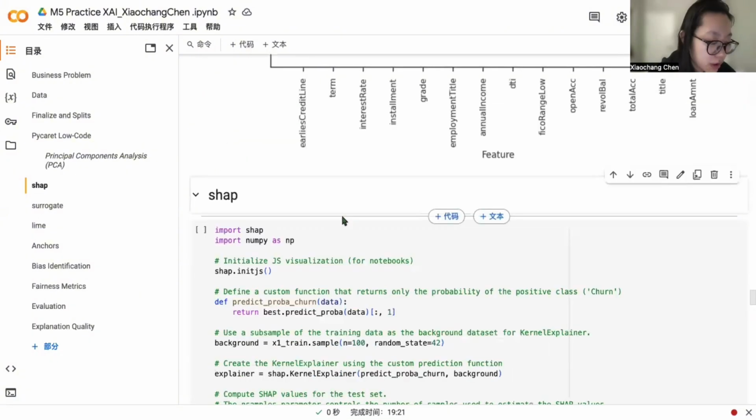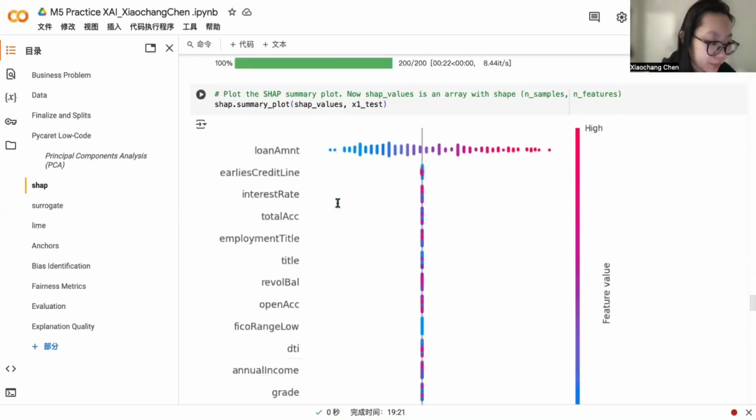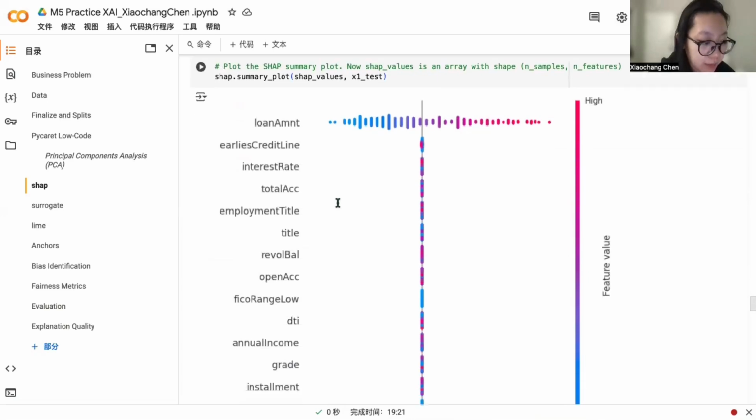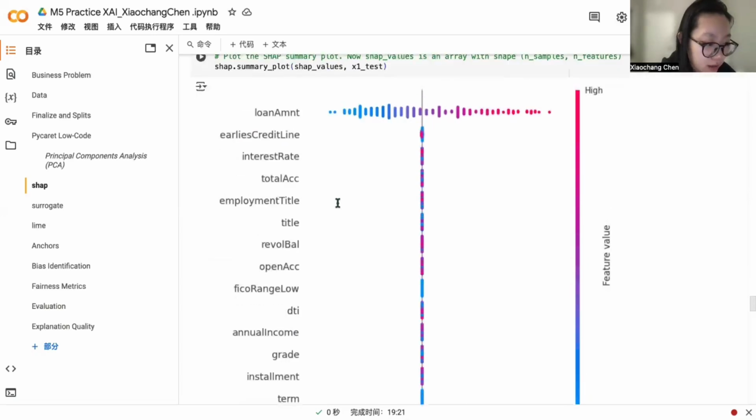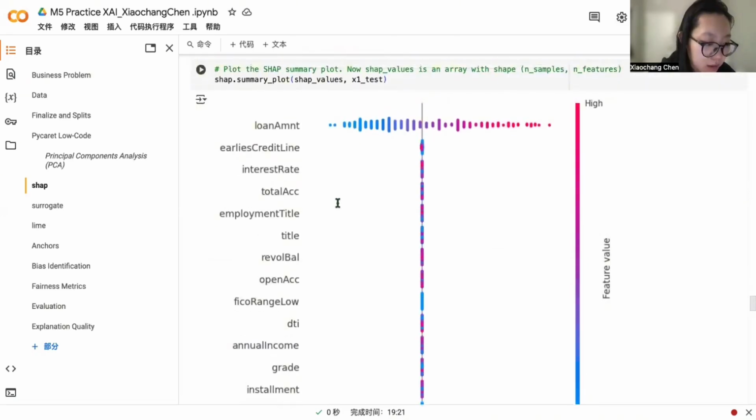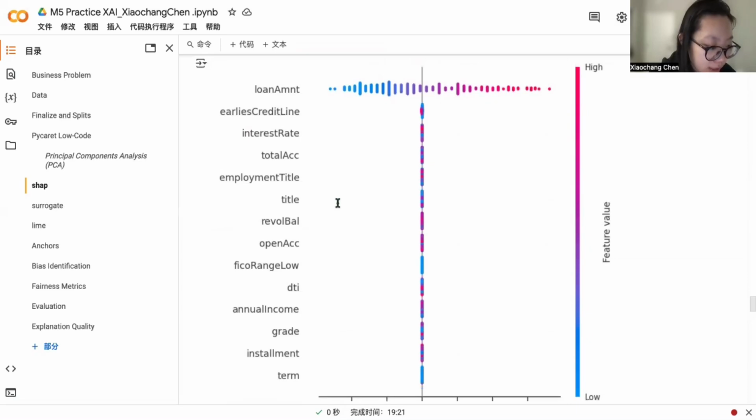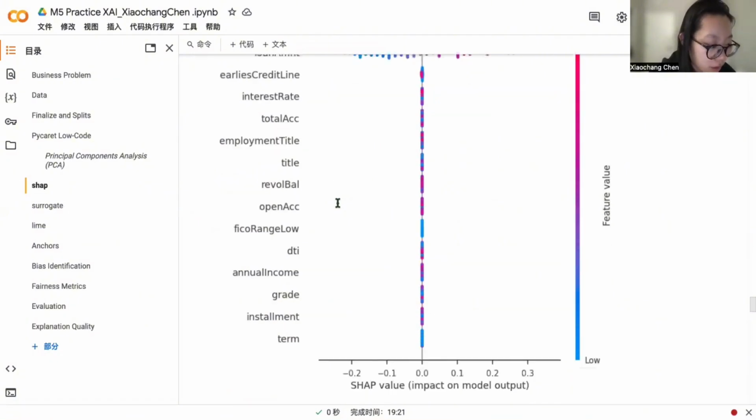And then we used SHAP, seeing how features push predictions. Looking at our SHAP summary plots, we saw that higher loan amounts always pushed the prediction toward default. And more recent credit histories, meaning the person hasn't had credit for long, also increase default risk. Other features like grade and total accounts had some influence, but they weren't nearly as strong.